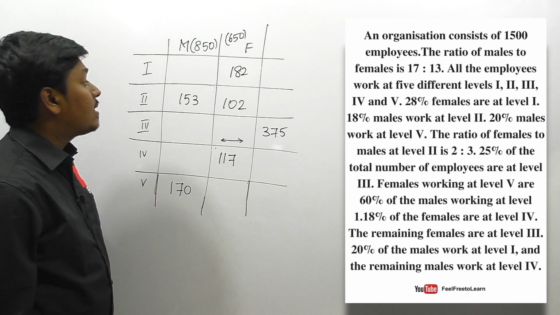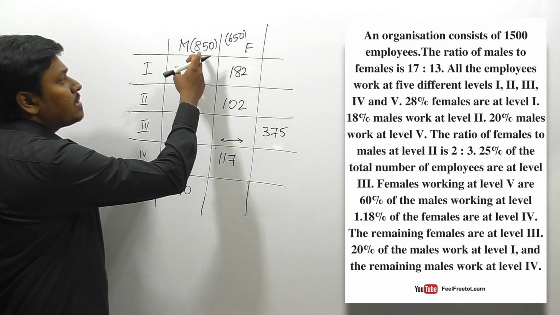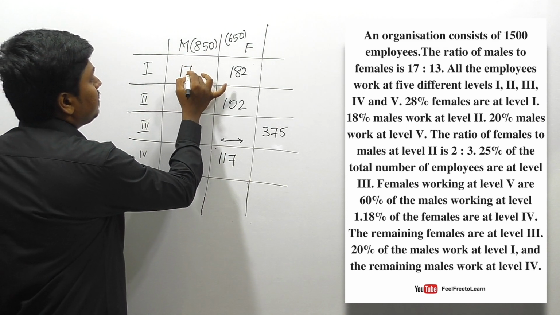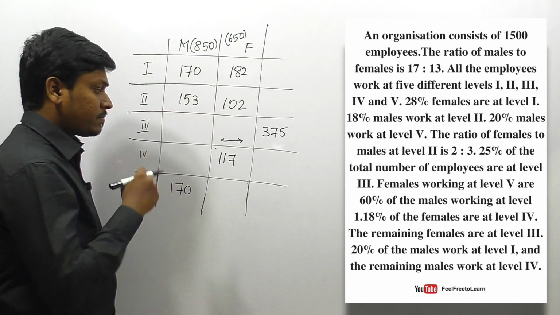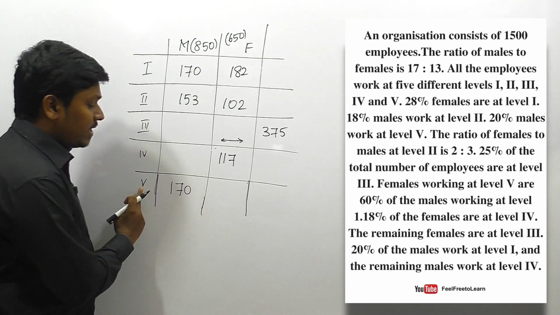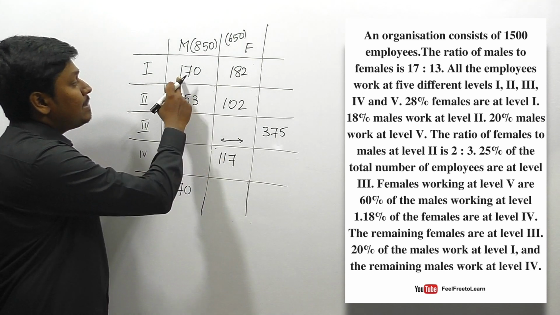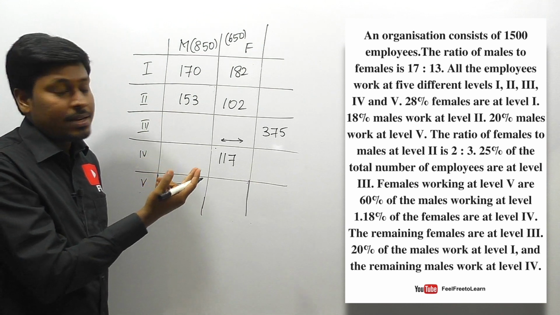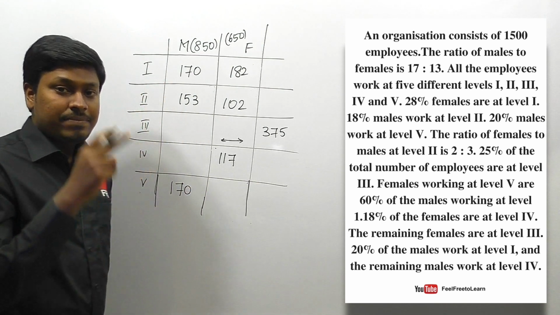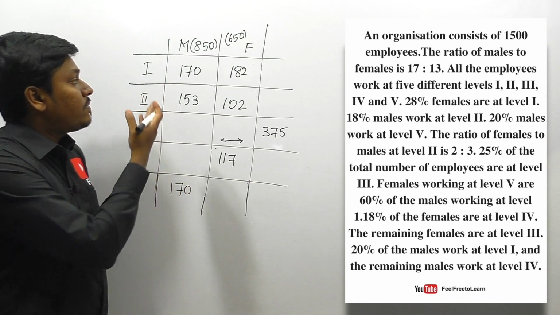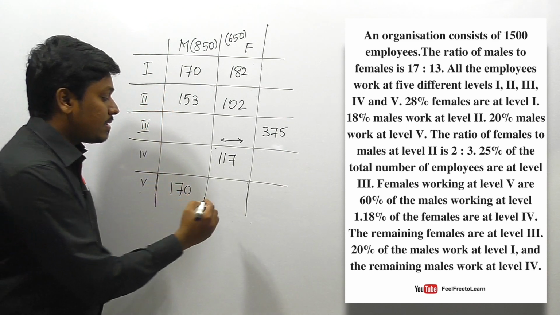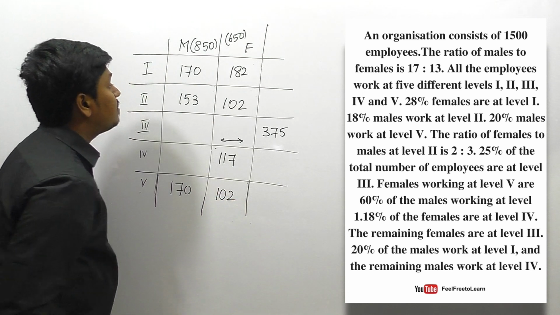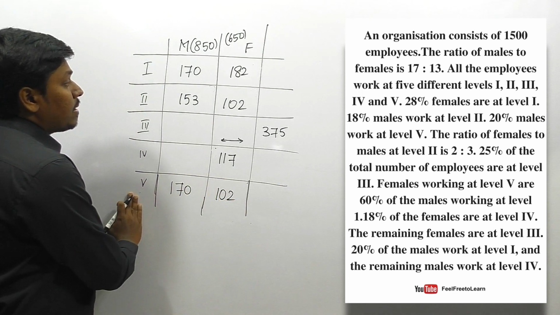20% of males work at level 1. That's easy, right? 10% will be 85, so 20% will be 170. So 170 females are working at level 1. Friends, listen here, we already know that females at level number 5 will be 60% of males at level number 1. So 60% can be taken as 50% plus 10%. 50% will be 85, 10% will be 17, 85 plus 17 the resultant will be 102. So 102 will be the total number of females working at level 5.